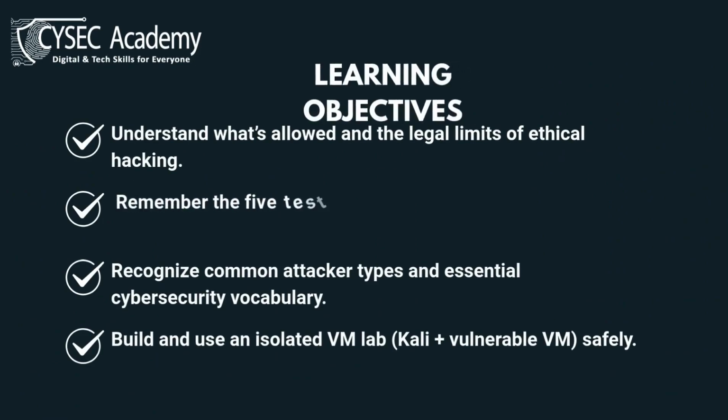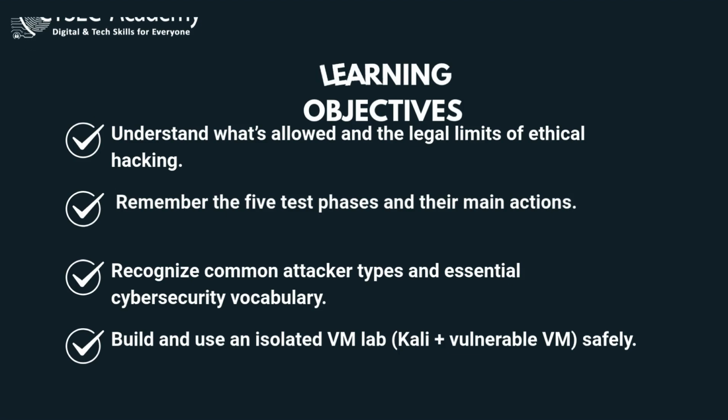cybersecurity. Learning objectives. By the end of this module, you will be able to: 1. Understand what's allowed and the legal limits of ethical hacking. 2. Remember the 5 test phases and their main actions. 3. Recognize common attacker types and essential cybersecurity vocabulary. 4. Build and use an isolated VM lab, Kali plus vulnerable VM, safely.